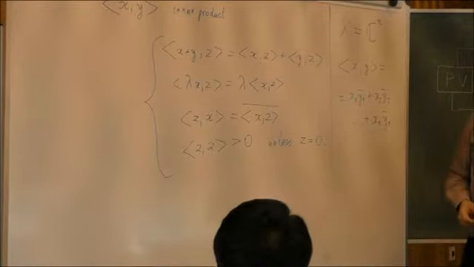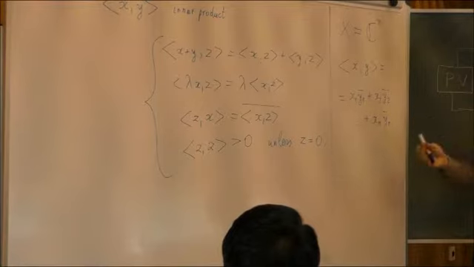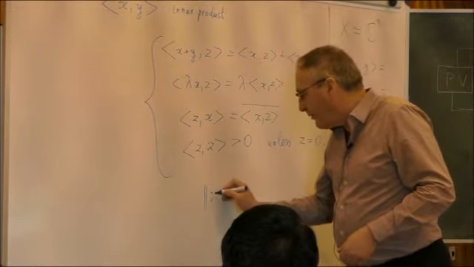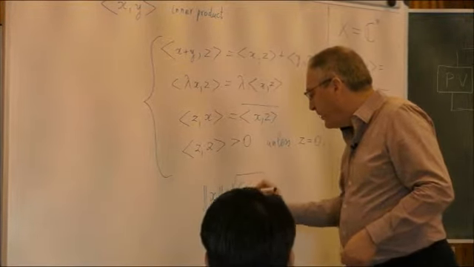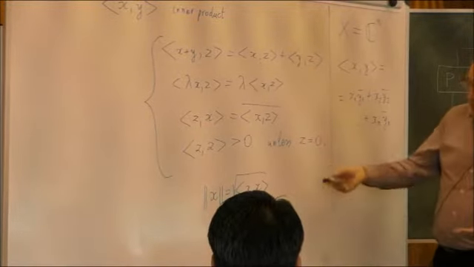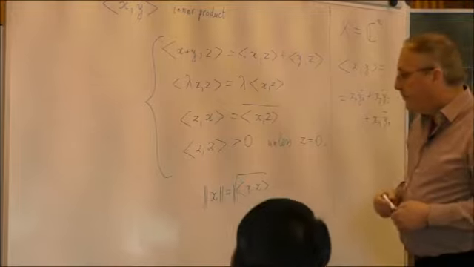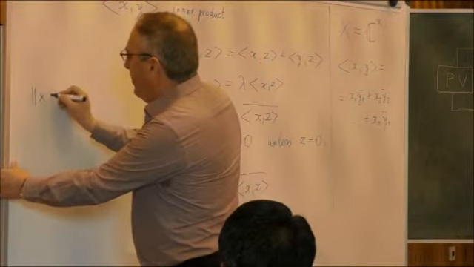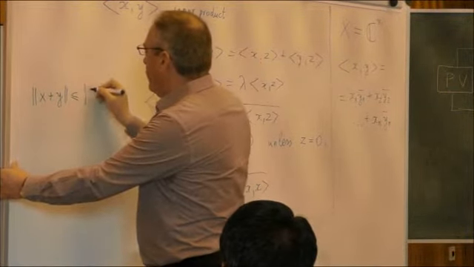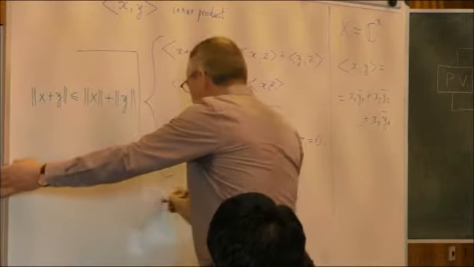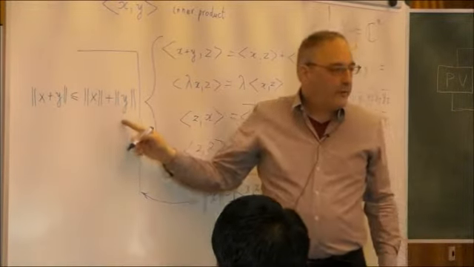And when you have a space with an inner product, you can define a norm on this space in the following way. The norm of X is equal to the square root of the product of X with itself. This is a definition. And then this norm has certain nice properties, for example, the norm of X plus Y is less than or equal to the norm of X plus the norm of Y, which is called the triangle inequality. You have probably heard of that one.